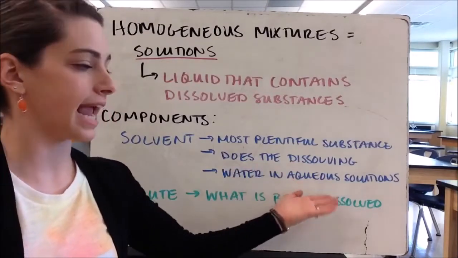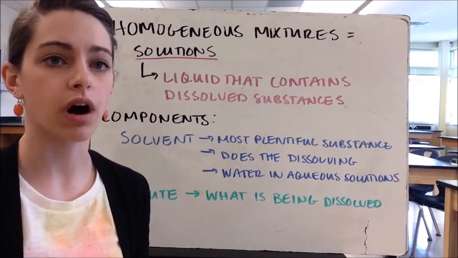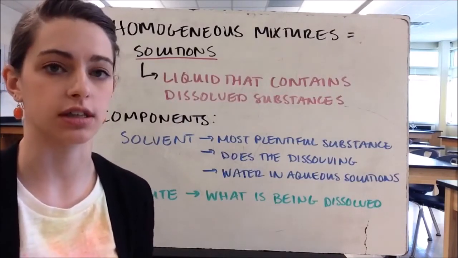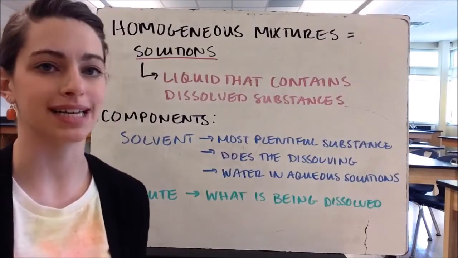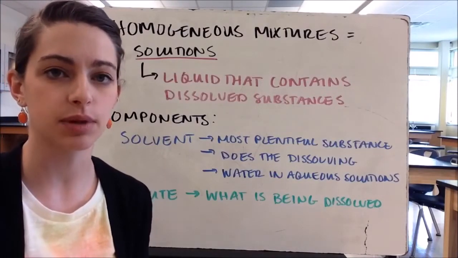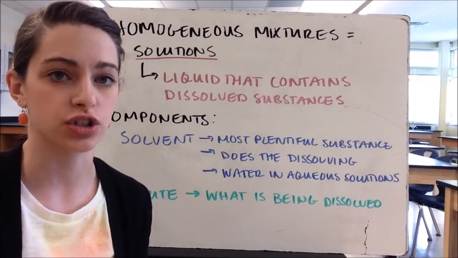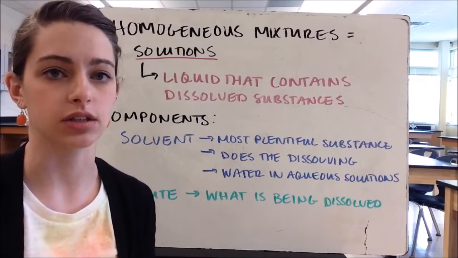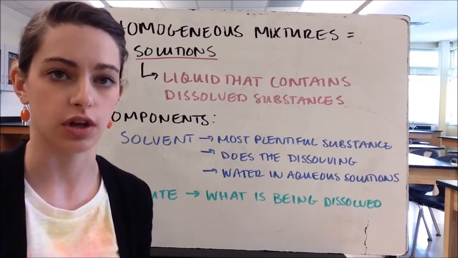In what's called an aqueous solution, so that's a specific type of a solution, water is your solvent. So water's the thing doing the dissolving. The other piece, the solute, is what's being dissolved. So that's the thing that's the least plentiful. You can have solids, liquids, or gases as your solute. We're going to typically look at solids as our solute dissolving in a liquid solvent.